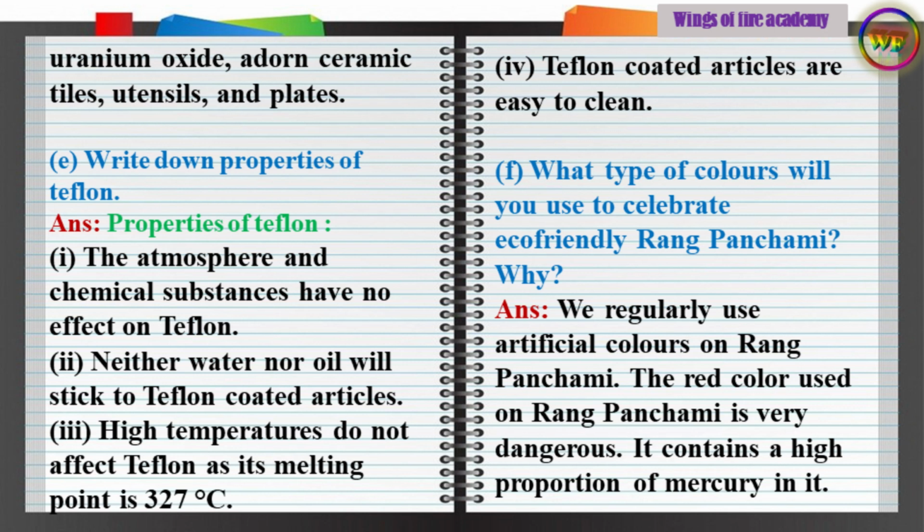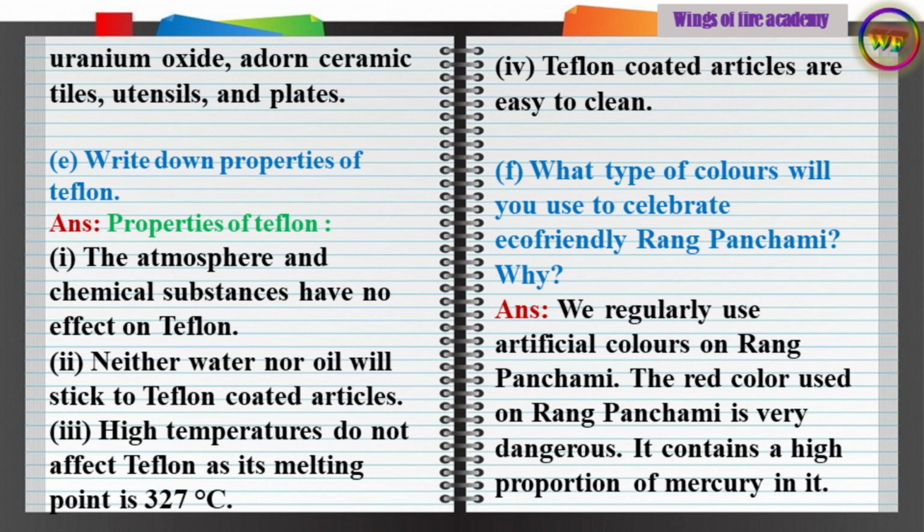E. Write down properties of Teflon. Answer. Properties of Teflon. 1. The atmosphere and chemical substances have no effect on Teflon. 2. Neither water nor oil will stick to Teflon-coated articles. 3. High temperatures do not affect Teflon as its melting point is 327 degrees Celsius. 4. Teflon-coated articles are easy to clean.